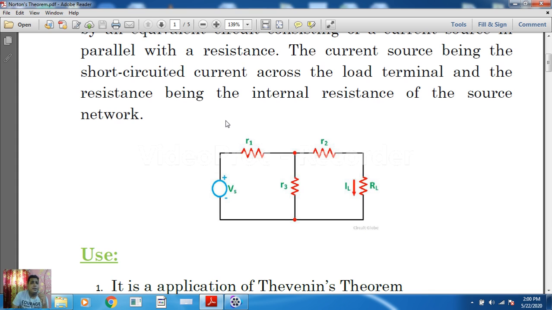Step 2, in Thevenin's, we removed whatever sources are present in the circuit, voltage or current, and made that circuit independent of sources. Viewing from the open terminal, we found the equivalent resistance of this circuit. That is our RTH, the Thevenin's resistance.